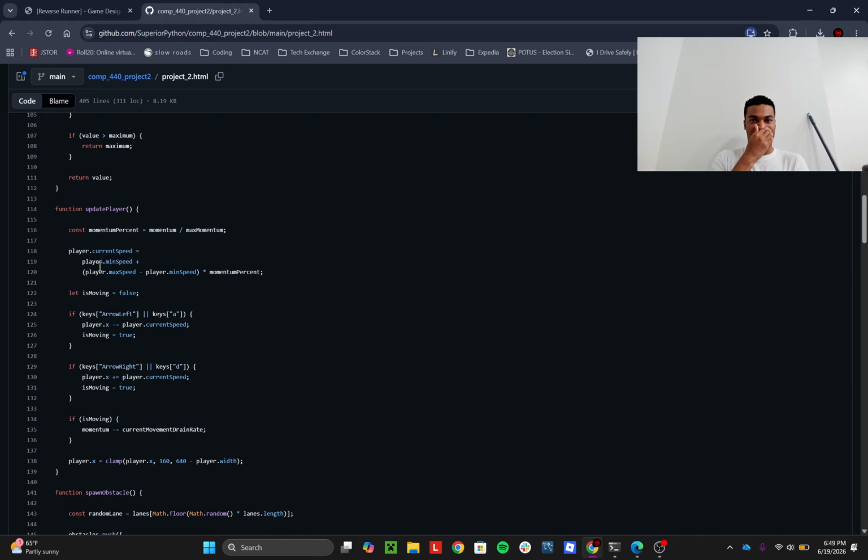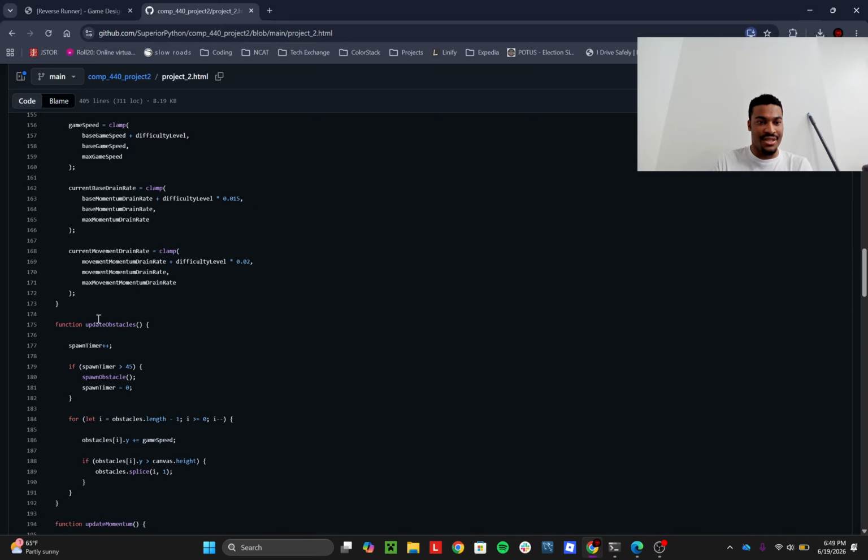Now, for our update player function, our player speed is completely calculated from momentum. Higher momentum creates faster movement, and lower momentum creates slower movement. And movement, as you saw, automatically drains momentum, which creates a direct relationship between resource management and player control.